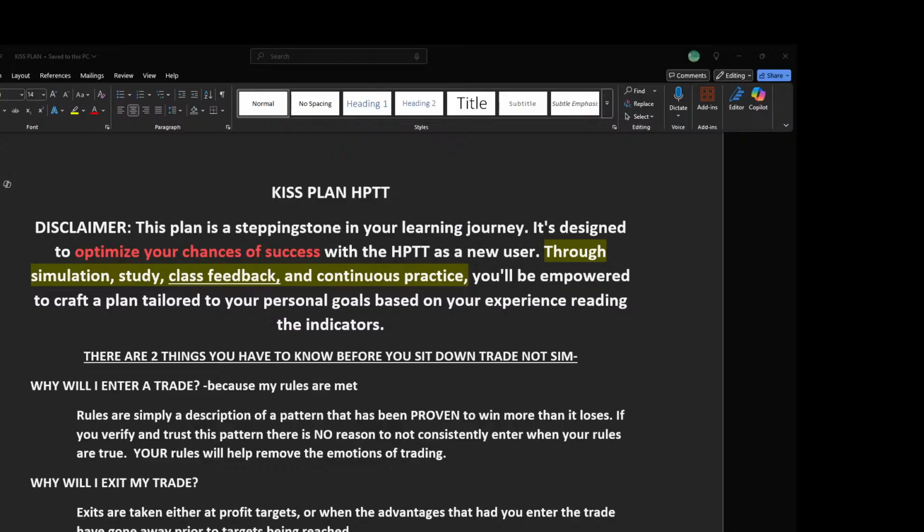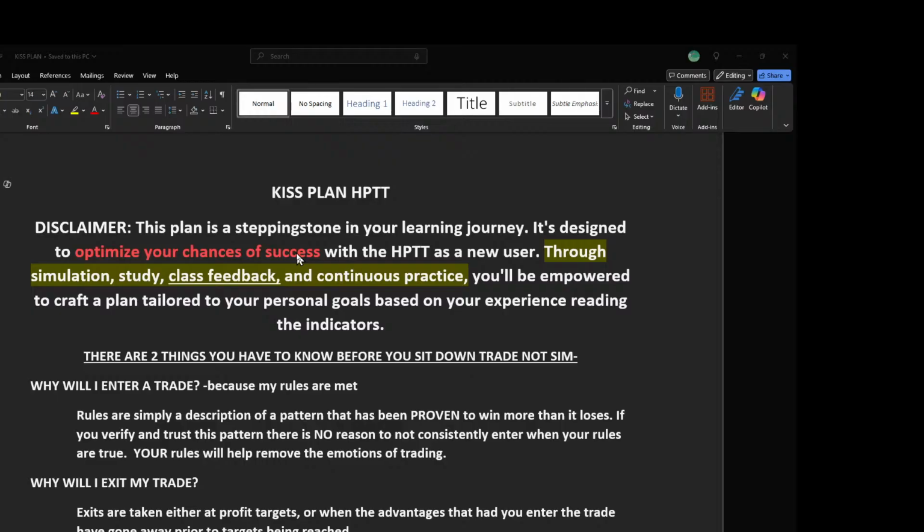This is the plan that teaches you to read your indicators so that you can create your best plan, the plan that suits your needs, that embraces what you see, what you feel, what you do. So this is just a stepping stone, but this plan is designed to optimize your chances of success with the high probability trend trade as a new user as you learn to read your indicators.